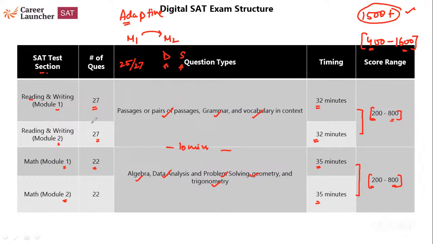Let's say only 15 to 18 questions out of 27 are correct. The difficulty level of module 2 will be moderate. Your chances of getting a high score decrease. If only 10 questions, or 5 questions, are correct, module 2's difficulty level decreases a lot, and the chances of getting a high score reduce a lot.